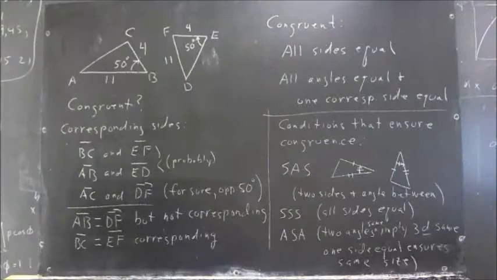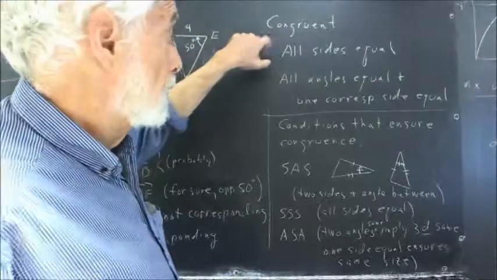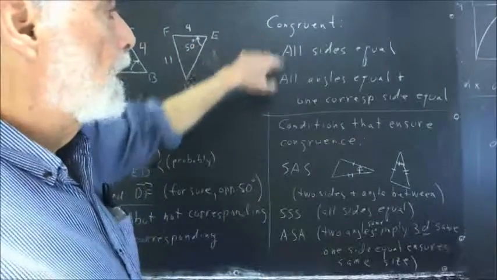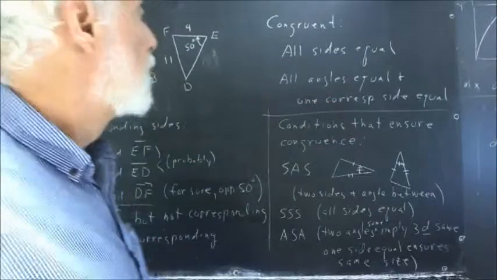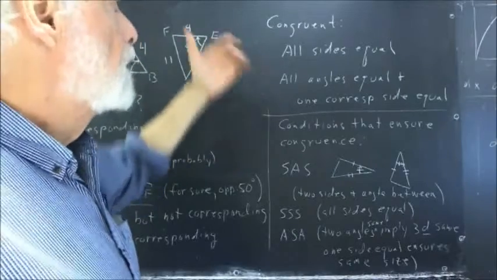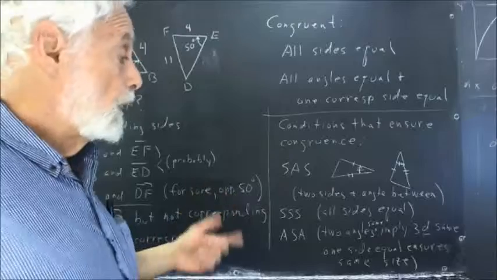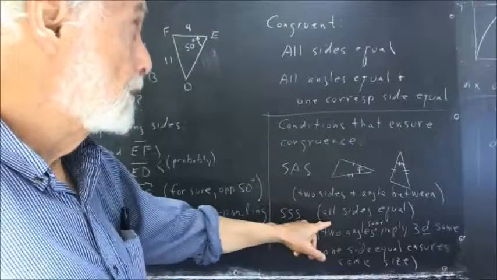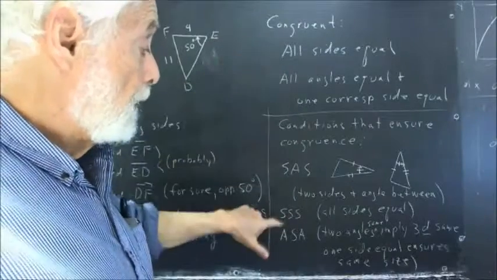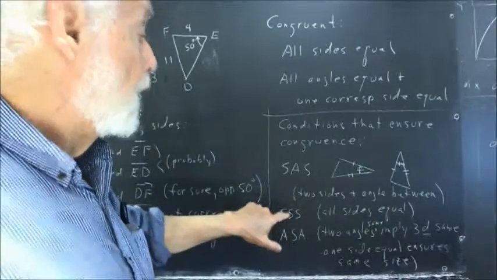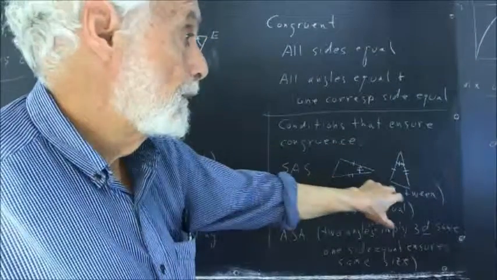Now, two triangles are going to be said to be congruent if all the sides are equal and if all the angles are equal and one corresponding side is equal. There's three ways we can prove congruence between two triangles. One way is, of course, if all the sides are equal. That ensures that all the angles are equal. That's called side, side, side. This side is equal to this side, and this side is equal to this side.